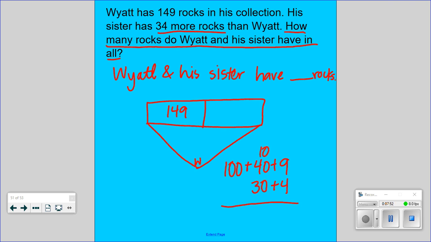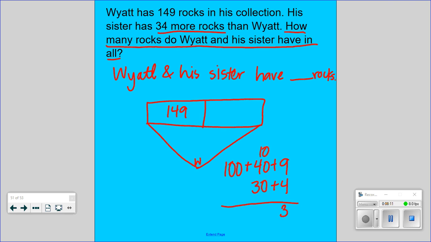Miranda, tell Annabella where the 3 is going to go. Annabella, where's the 3 going to go? In my 1's place. Right here. It doesn't get traded. It's left over.